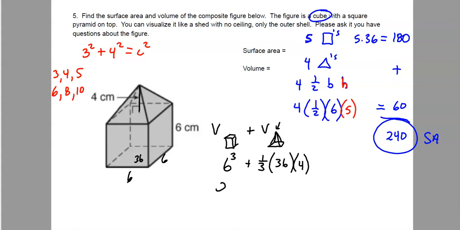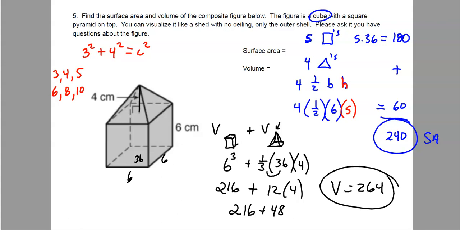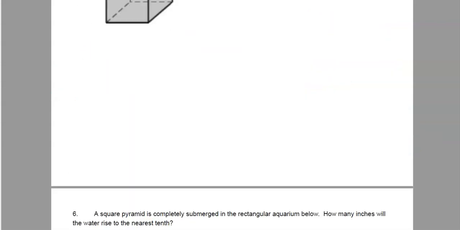So 6 times 6 times 6 is 216. 1/3 of 36 is 12. 12 times 4 is 48. So 216 plus 48, that's 264 for the volume. All right, moving right along.